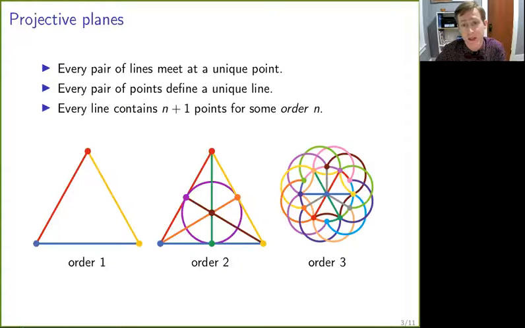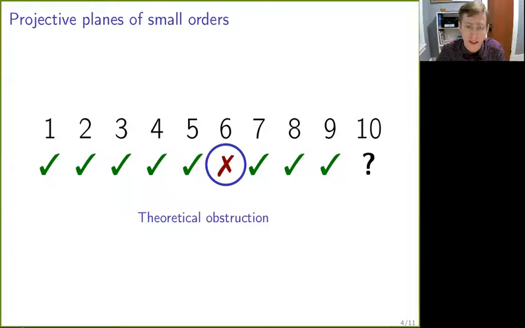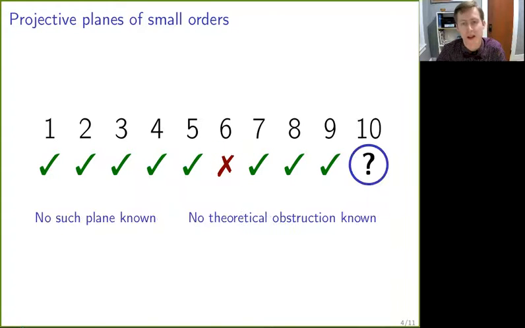These are objects which satisfy some simple axioms, one of which says that on any line there's the same number of points, one greater than what's known as the order of the plane. Now, the question becomes, for what orders do projective planes exist? For example, up to 9, they exist in all orders with the exception of 6. So at 6, there's a theoretical obstruction. You can just completely eliminate this case from consideration.